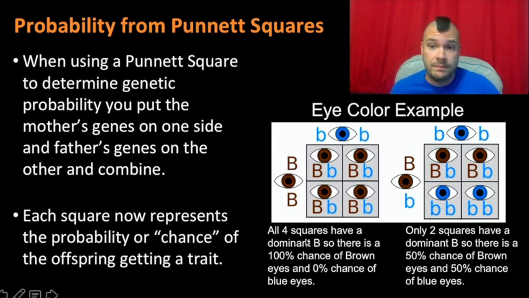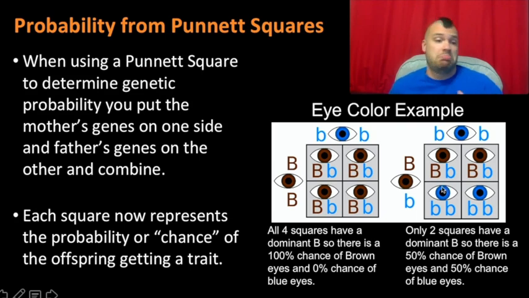Now, it's a little bit different if you have a parent who is either all recessive, totally recessive, or what's called heterozygous. So we have a dominant B and a recessive b. So when you cross these, notice the top layer gets the dominant B in both, but the bottom layer gets the recessive b from the top, the recessive b from the side. Now that's important because now only 2 squares have the dominant B. So that means if mother and father had an offspring or a baby, they would have a 50% chance of having brown eyes and a 50% chance of having blue.